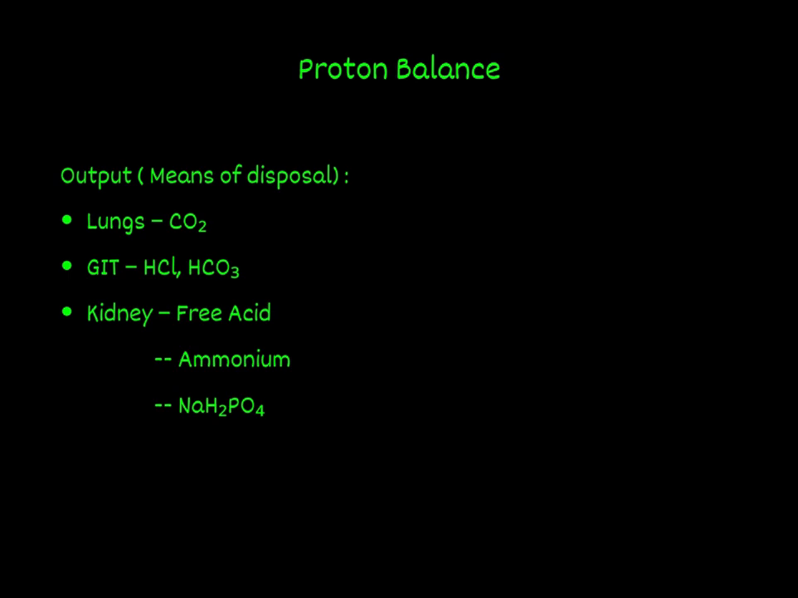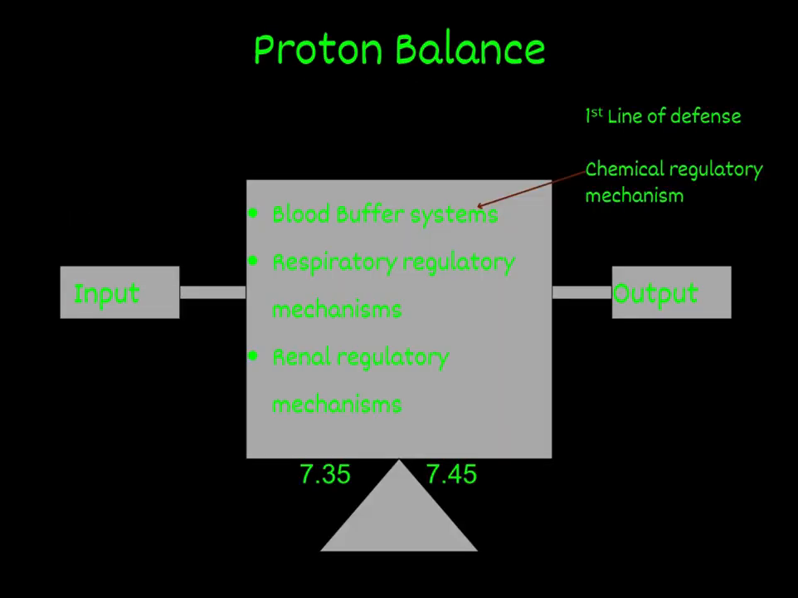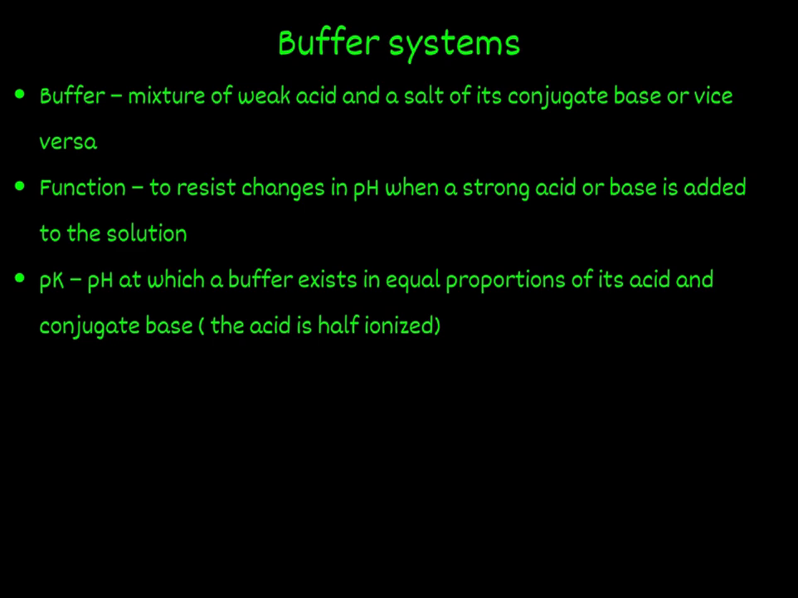Buffers: your body's shock absorber. When acid or base levels spike, buffers jump in to stabilize pH before things go haywire. The body uses blood buffers, kidneys, and lungs to stay in that sweet spot, maintaining the pH between 7.35 and 7.45. Chemically, a buffer is a mixture of a weak acid and a salt of its conjugate base, or vice versa. Its main function is to resist changes in pH when a strong acid or base is added to the solution.